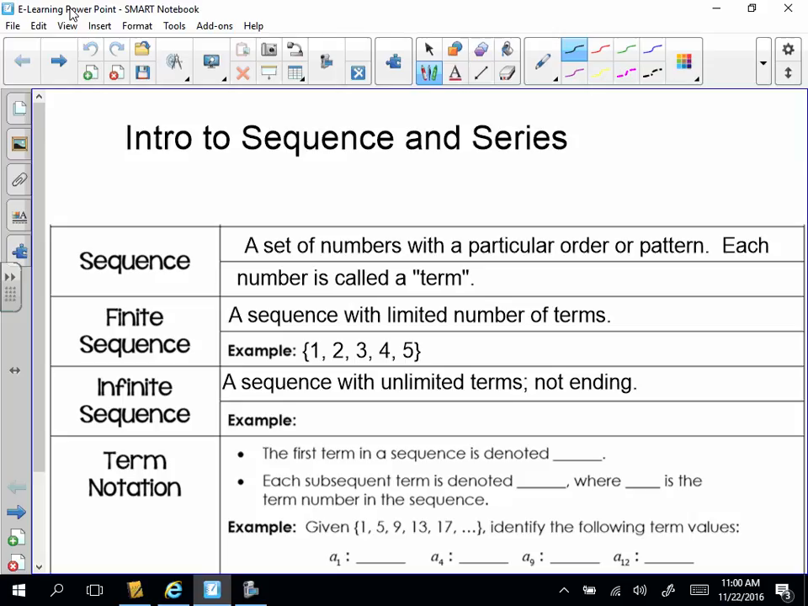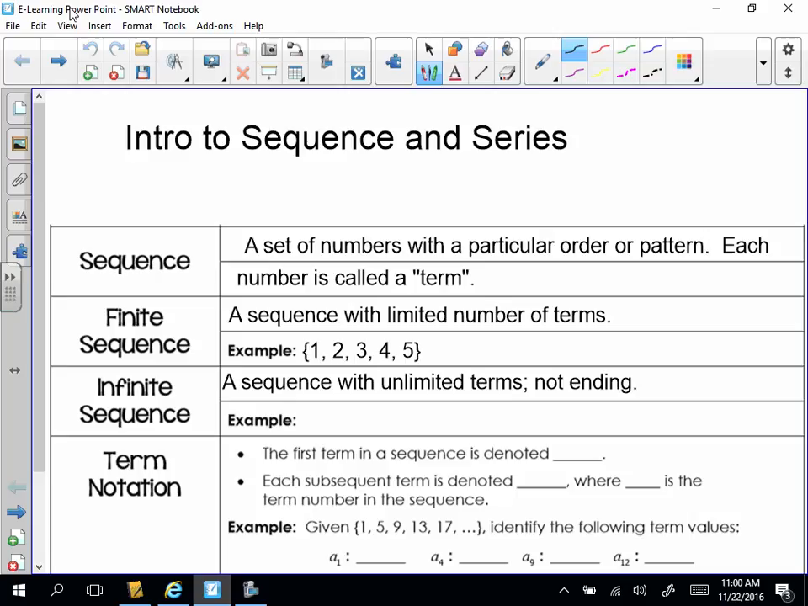Okay, here we go. This is an intro to sequence and series. It is found in chapter 8 in your book. A sequence is a set of numbers with a particular order or pattern. Each number is called a term. A finite sequence is a sequence with limited numbers of terms.